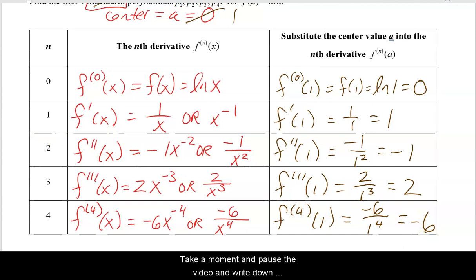Take a moment and pause the video and write down what you believe to be the first 4 Taylor polynomials for natural log of x centered at the value a equal 1.